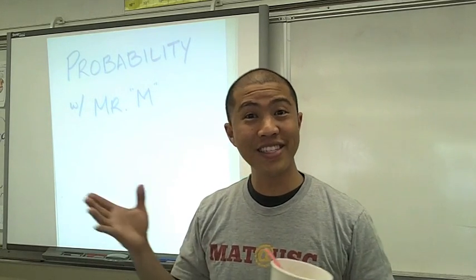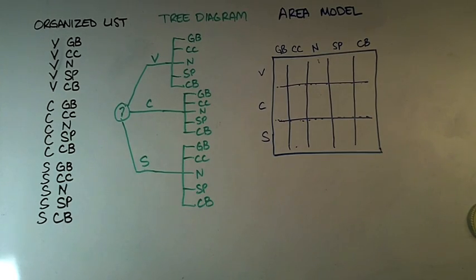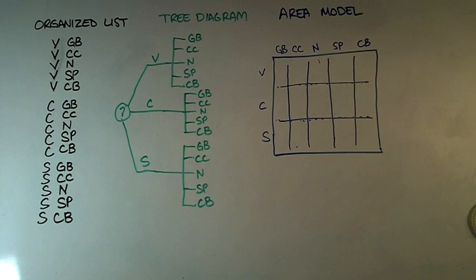Does it look like this? Well, here you go. Here are the 3 options. You have the organized list, the tree diagram, and the area model. So the organized list lists the flavors first, and then the toppings, all the combinations. And then you have the tree diagram, which has the 3 flavors, and then broken up into the 5 toppings. And the area model, which is just the box that is divided 3 and 5. So you're going to have all those things put together.